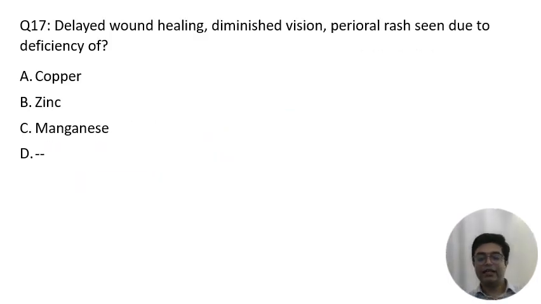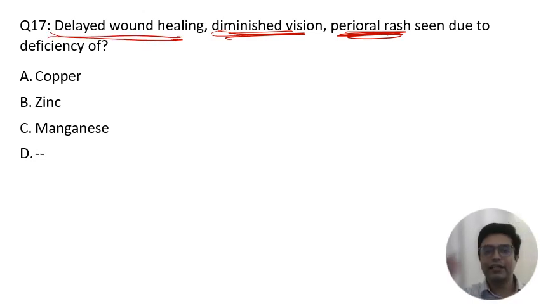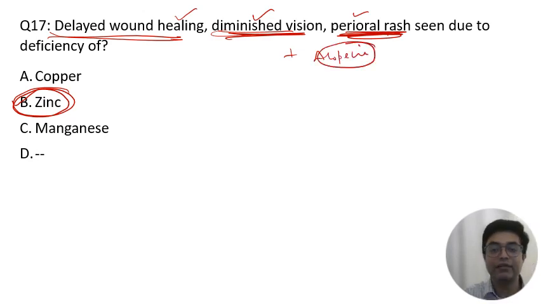Question number 17: delayed wound healing, diminished vision, perioral rash. Perioral rash, some students said it was not there, some said it was. Diminished vision is because of involvement of the conjunctiva, there is conjunctivitis and corneal ulcers in the patient, and delayed wound healing along with anemia, diarrhea, etc. It is seen due to zinc deficiency. In fact, all these three features along with alopecia are the characteristic features mentioned in patients of acrodermatitis enteropathica. And what causes that? It is caused by zinc deficiency.